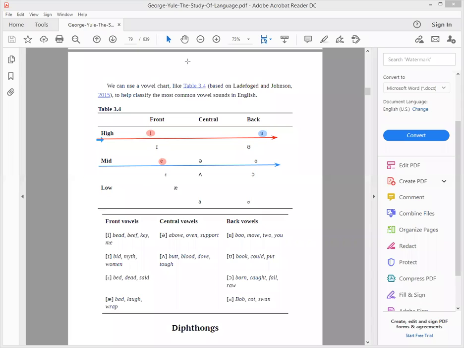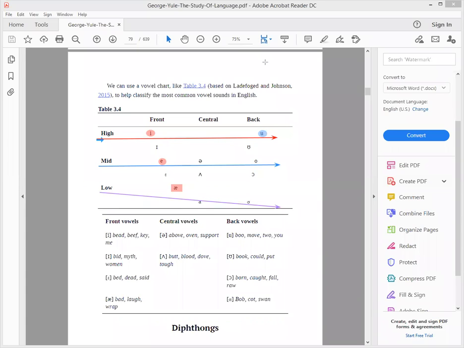So now our next one is our low front sound. That is a, as in bad, laugh, and rap. And the low back one is o, as in bob, cod, swan.